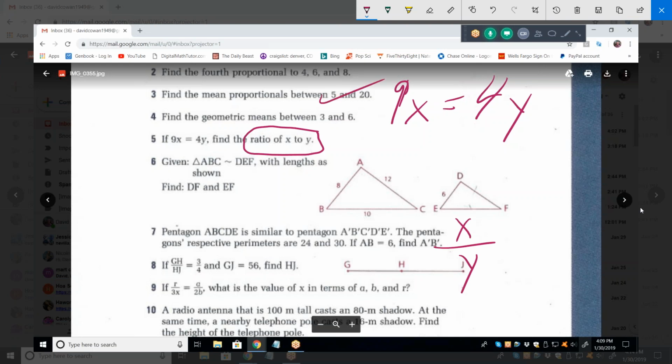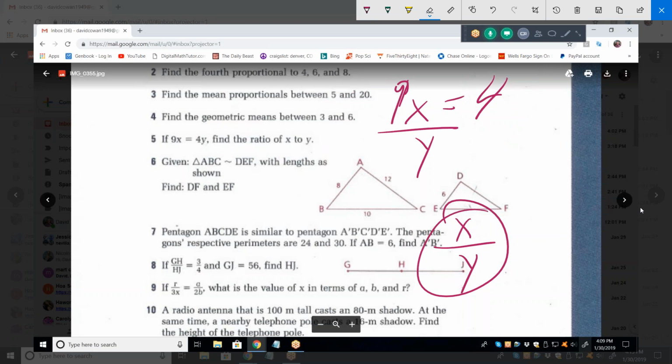How do we take that equation and get an X over Y? Is it just 9X over 4Y? No, we'll start by trying to get that. So what's a good first thing to do? Well, let's divide both sides by Y. Oh. There's 9X over Y. Now how do I get rid of the 9? Divide both sides by 9. So we get X over Y equals 4/9.